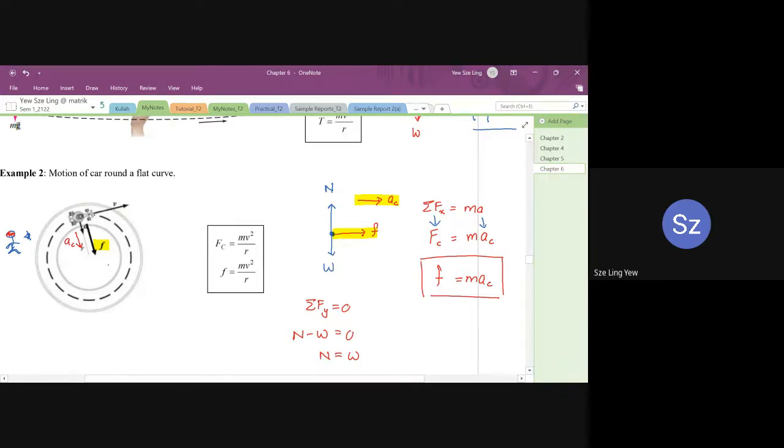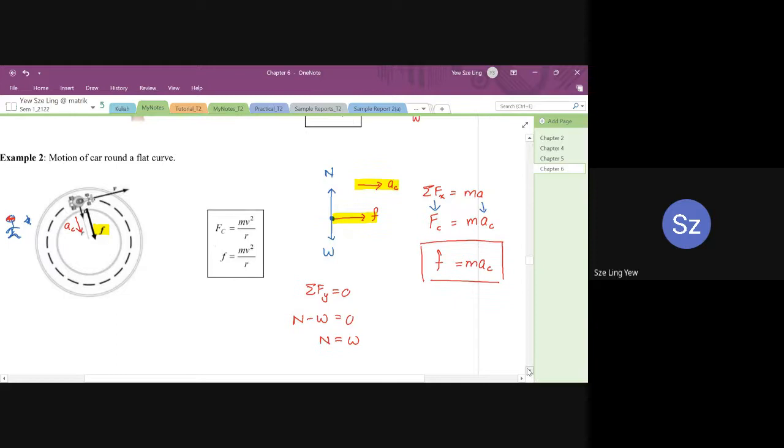So if it happens along the Y component, then the summation of Fy is equal to Ma. Then the summation of Fy is your Fc. So Fc equals Mac for the vertical component. Same thing. Okay, same thing. So this is for horizontal circular motion.